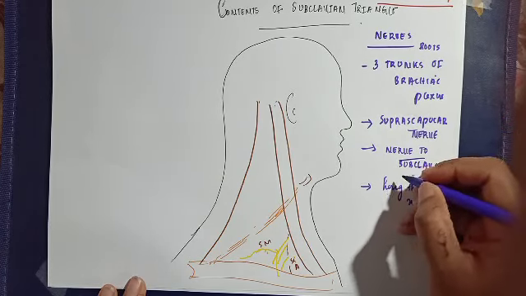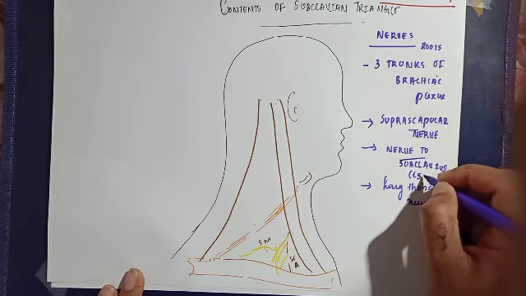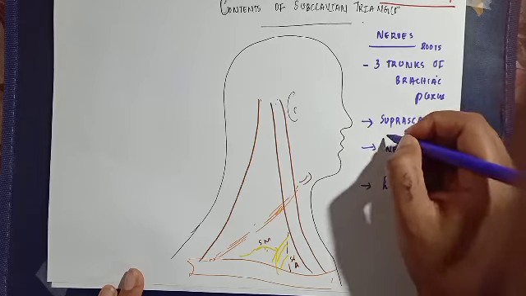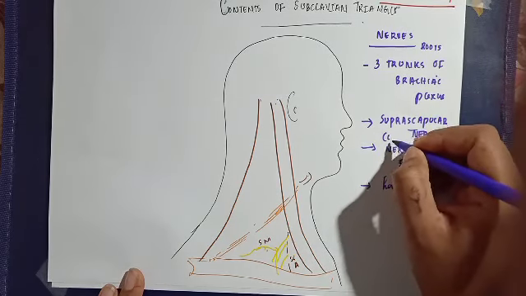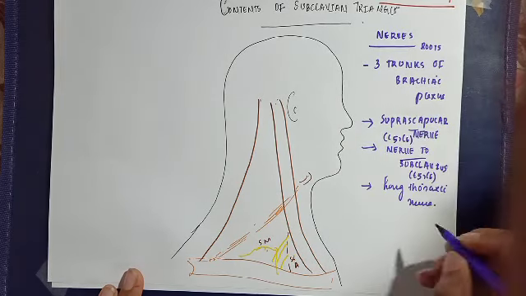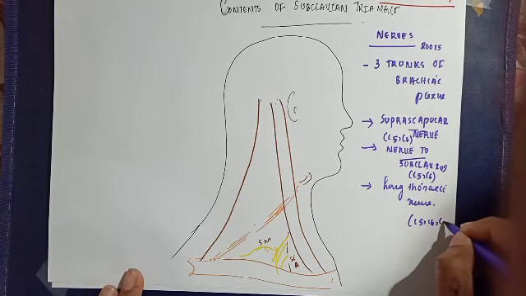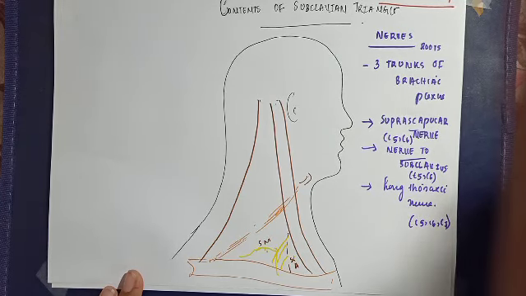The nerve to subclavius has root value C5, C6. It is derived from the upper trunk. The suprascapular nerve is again derived from the upper trunk, with root value C5, C6. And the long thoracic nerve is C5, C6 and C7. So these are the nerves.